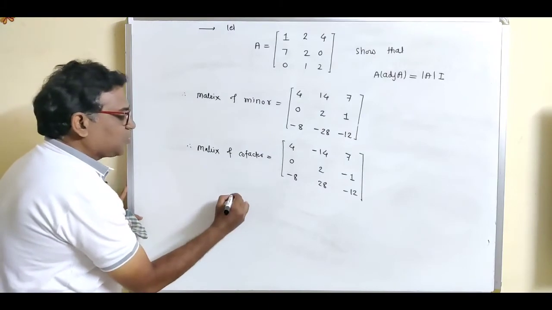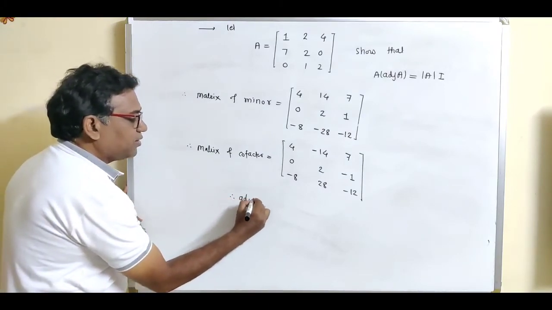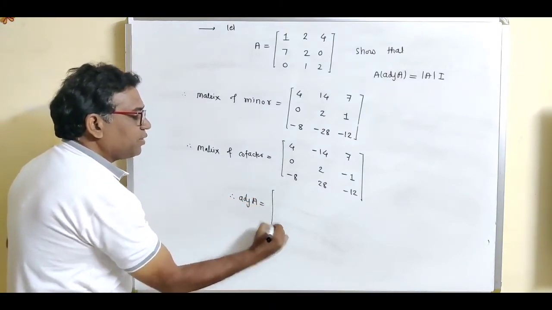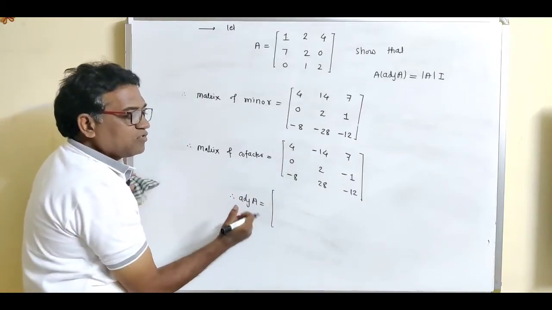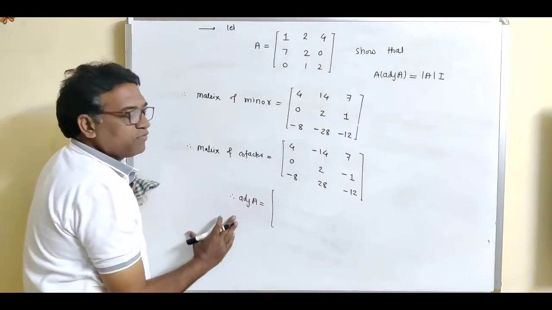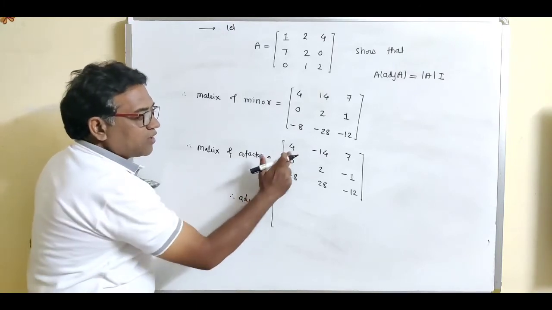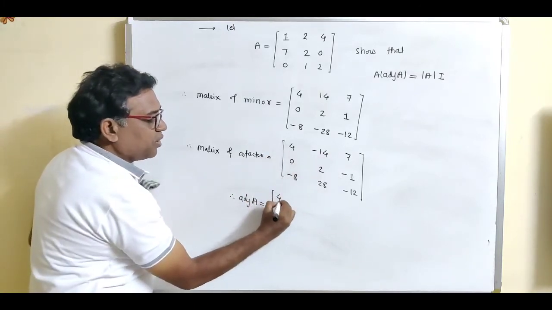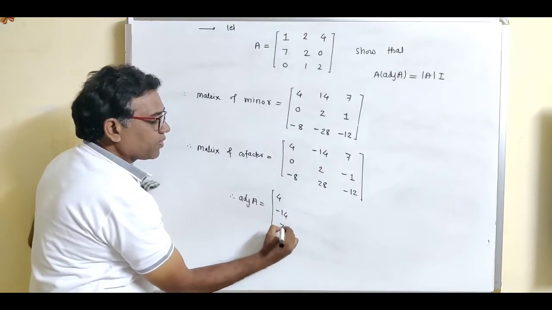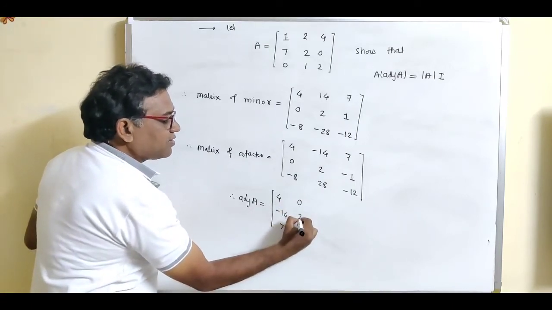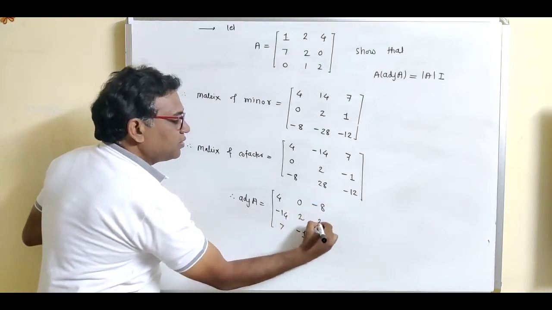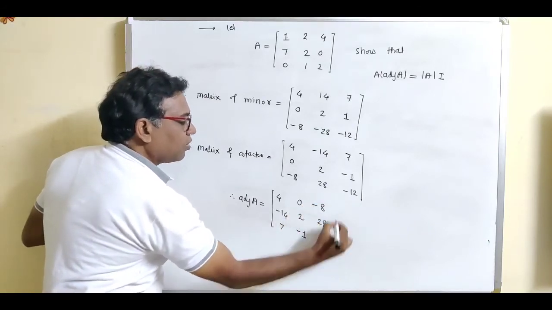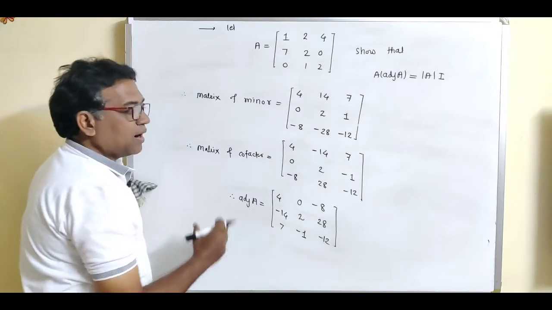So from the matrix of cofactor, now we have to write the adjoint of the given matrix A. Adjoint means transpose of the matrix of cofactor. It is called the adjoint of the matrix. Transpose means write the first row as the first column, write the second row as the second column, and the third row as the third column. So this is the adjoint of A.